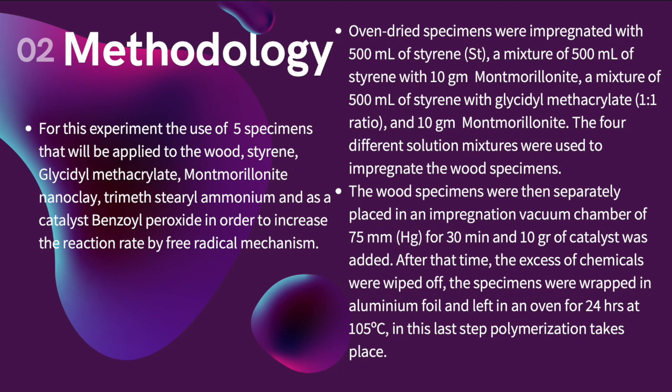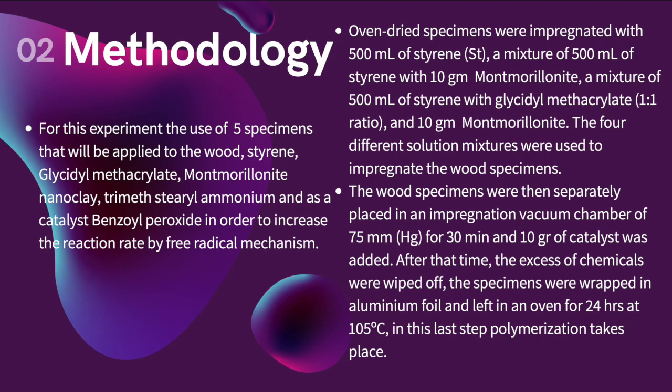Styrene, glycidyl methacrylate, montmorillonite nanoclay, and trimethylstearyl ammonium are used, with benzoyl peroxide as a catalyst, in order to increase the reaction rate by free radical mechanism. Oven-dry specimens were impregnated with 500 milliliters of styrene, a mixture of 500 milliliters of styrene with 10 grams of montmorillonite, a mixture of 500 milliliters of styrene with glycidyl methacrylate in a 1:1 ratio, and 10 grams of montmorillonite. The 4 different solution mixtures were used to impregnate the wood specimens.